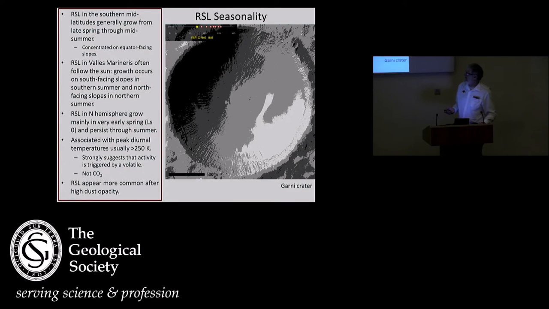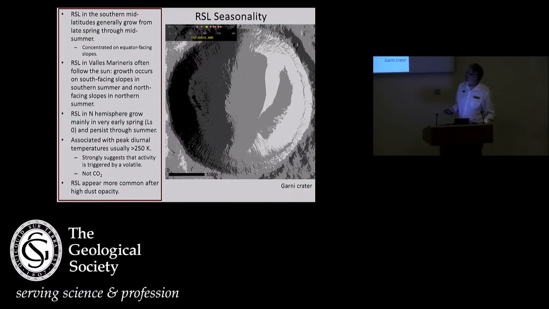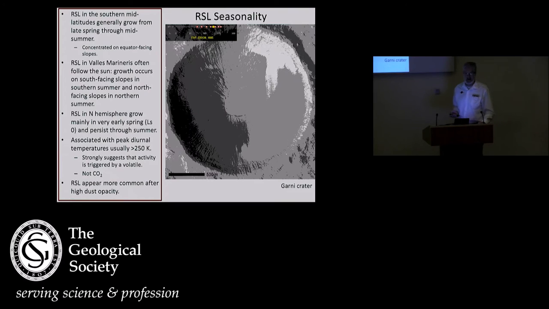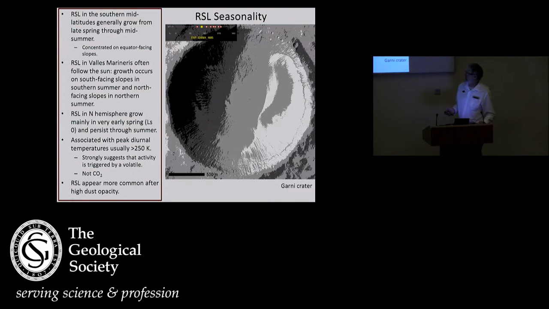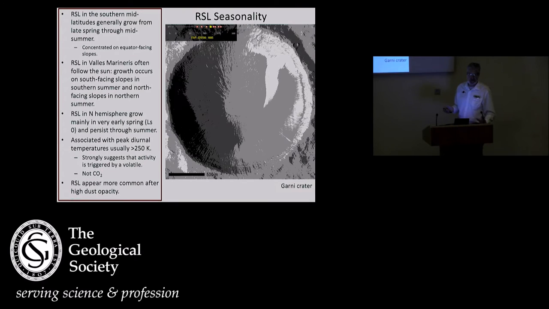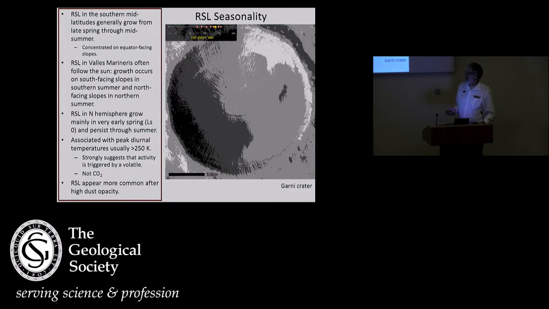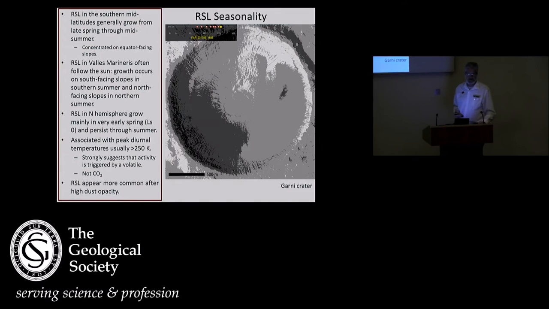They're generally associated with peak temperatures, usually greater than 250 K, but there are some exceptions to that. This strongly suggests that activity is triggered by a volatile, and it's not CO2. These temperatures are far too warm for CO2.